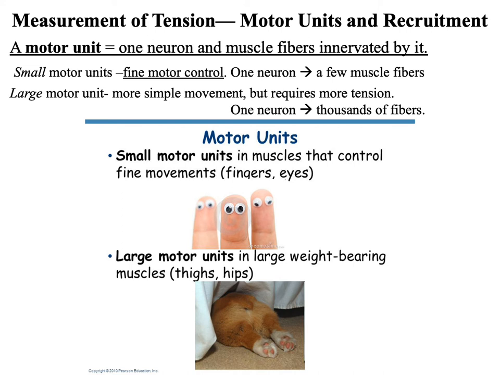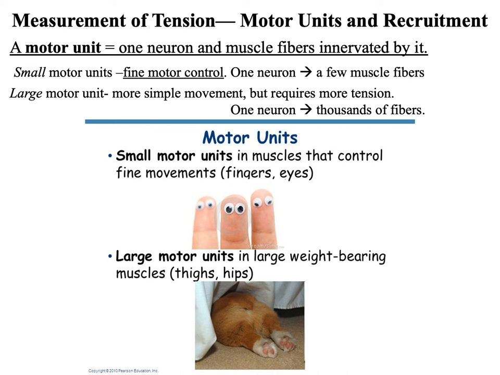So let's go through recruitment. We're going to do motor units first. I have to explain those first, then I can explain recruitment. A motor unit is that neuron and how many muscle fibers it innervates. So that neuron comes down and its little axon terminals splay out like a fan. So one neuron can go and touch maybe 10 muscle fibers.